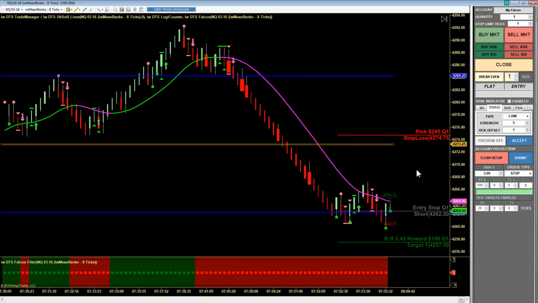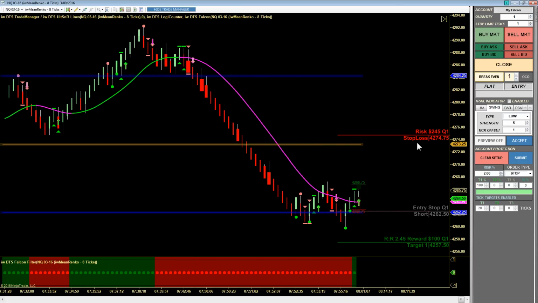Got to give it a little bit of wiggle room here because we made a drastic move lower. The buyers have to show up somewhere here, and I don't know how high the buyers can push it. But regardless, even if they do hit my stop, it's not an amount that I cannot afford. Very important concept.